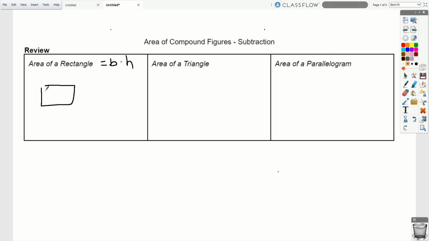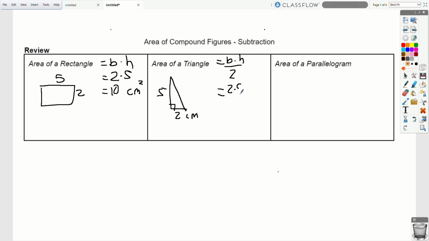If we have a rectangle that has side lengths of 2 and 5, we just multiply 2 times 5, and that gives us an area of 10. Let's say that's centimeters squared. If we have a triangle that's 2 and 5, also centimeters, remember, that's base times height divided by 2. So we get 2 multiplied by 5, and then we divide that by 2. We put that all in the calculator, and we get 5 square centimeters. Parallelograms are actually not going to be used in this assignment, so feel free to skip that.